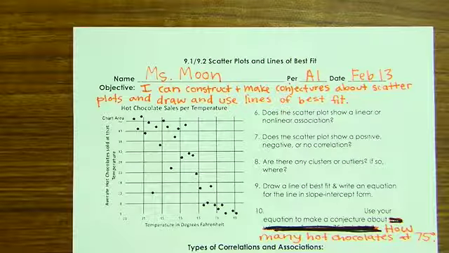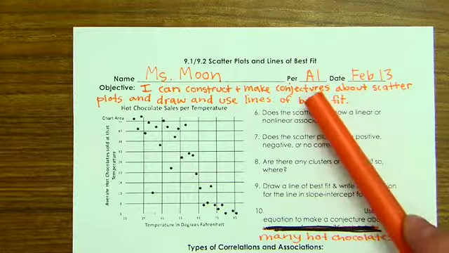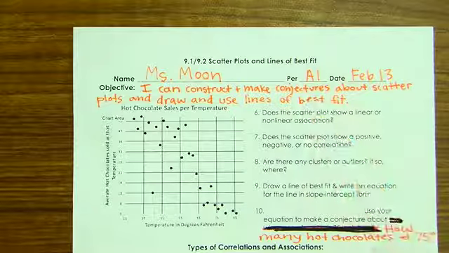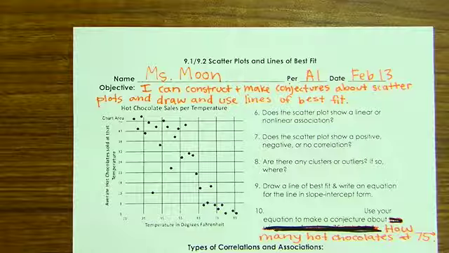I'm going to be doing the video for today on 9.1 and 9.2, scatter plots and lines of best fit. So the objective for today is I can construct and make conjectures about scatter plots and draw and use lines of best fit. So first of all, what does conjecture mean? A conjecture is like a prediction based on incomplete information.